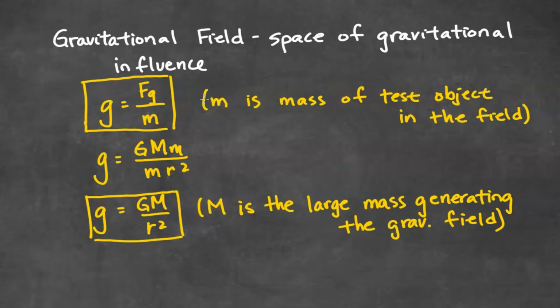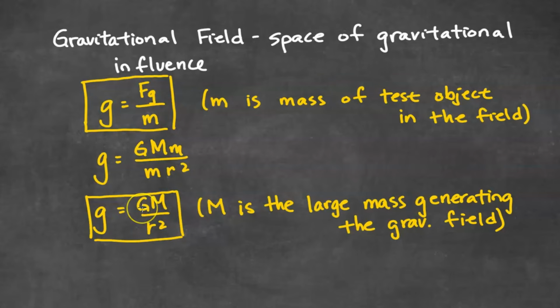Another way to measure gravitational field is to use the mass of the large object that is generating the gravitational field. And we can derive this equation by substituting Newton's law of universal gravitation for Fg. So remember, Fg is big G times m1, m2 divided by r squared. Notice that the little m's cancel out, and that leaves us with little g is equal to big G times big M divided by r squared.